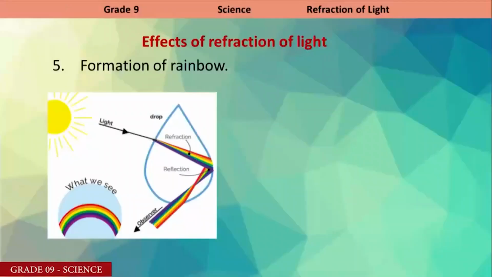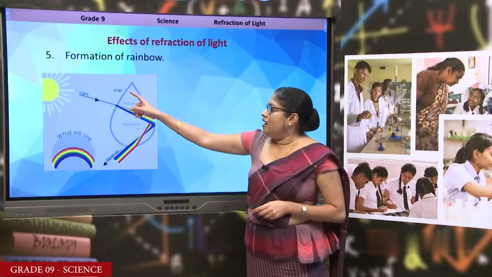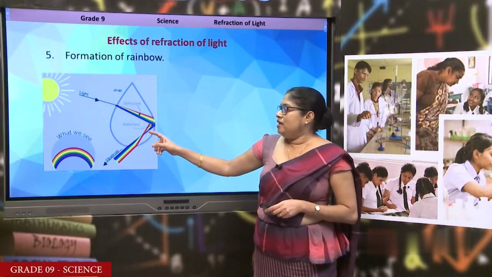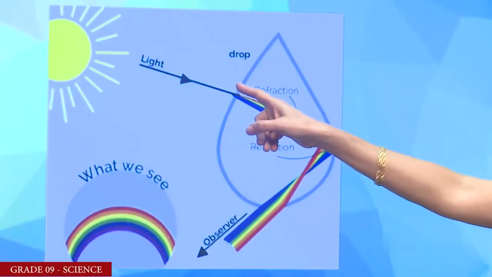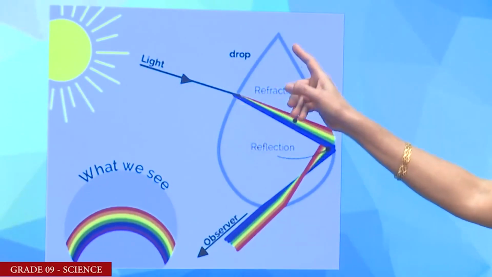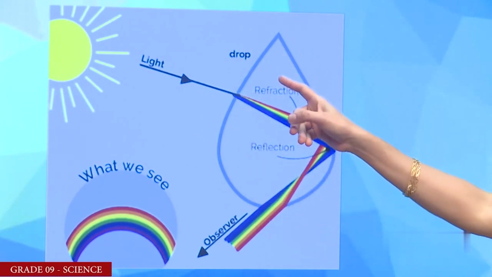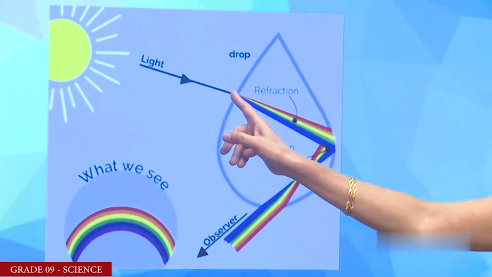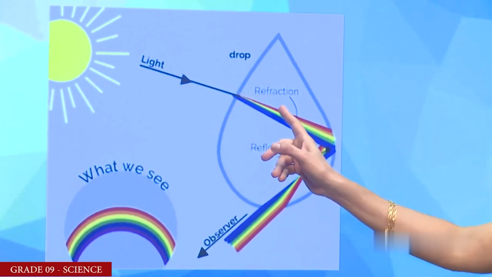This is the most interesting effect of refraction of light, that is the formation of a rainbow. Do you like to see a rainbow? Yes, you all have seen a rainbow, but you may not know how the rainbow is formed. This diagram shows how the rainbow is formed. This is the white light coming from the sun and this is a raindrop. You can see the white light is separated into its 7 colors.